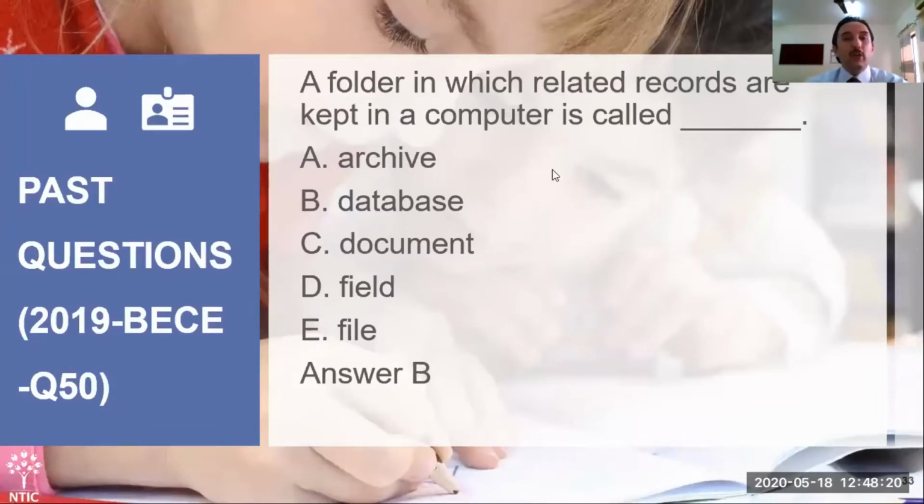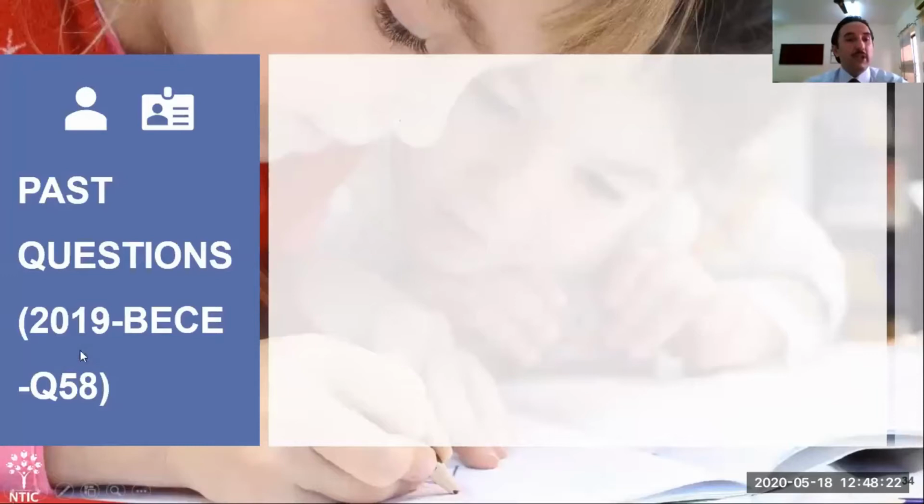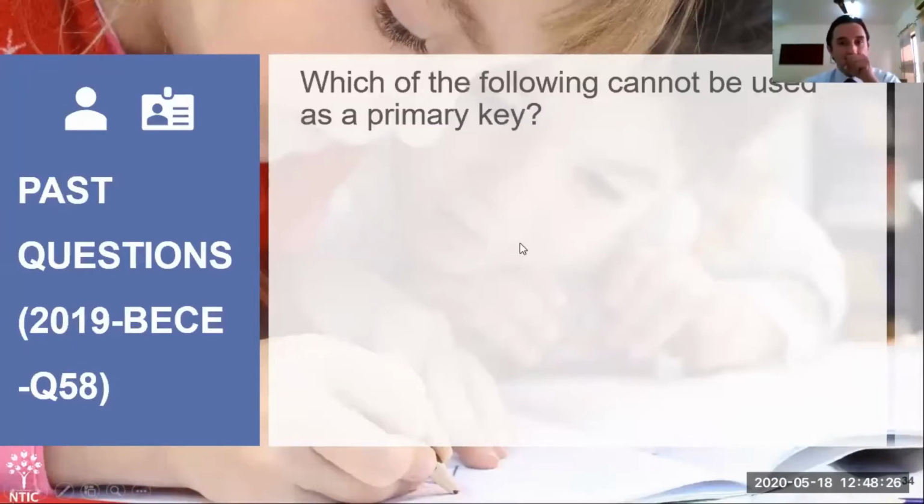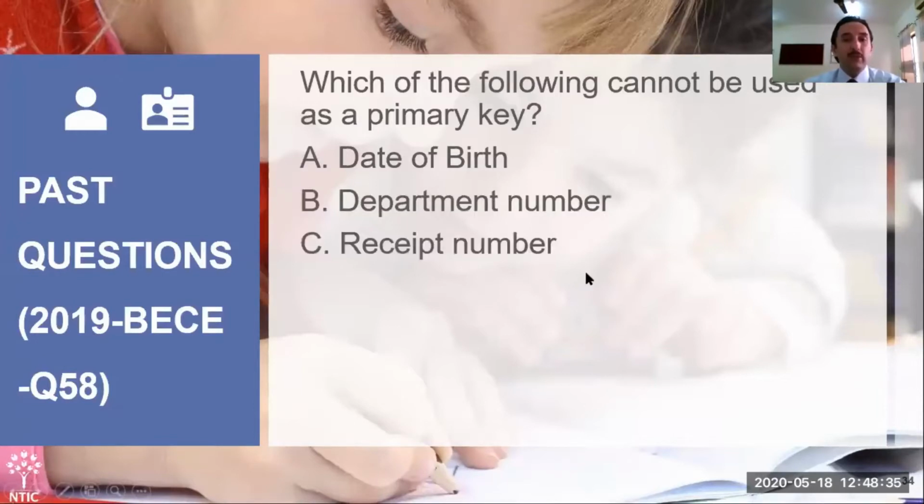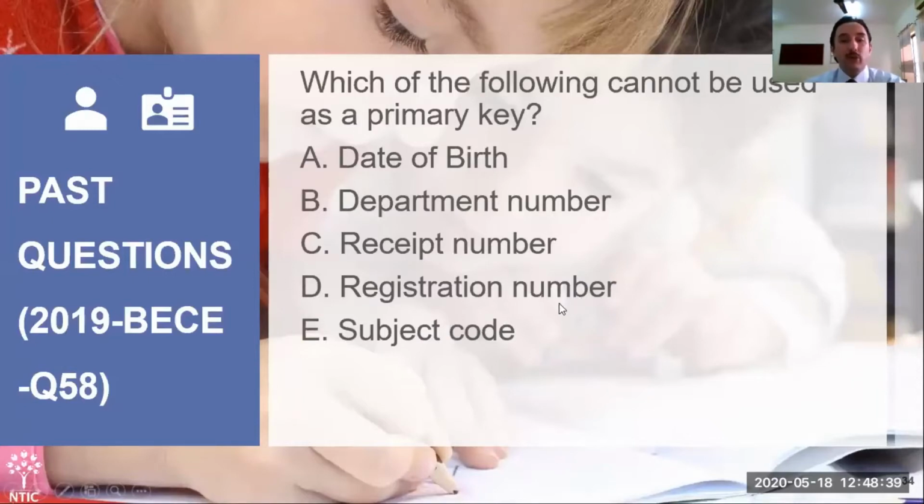Thank you. Okay, the second question, again from 2019, question 58. Which of the following cannot be used as a primary key? Date of birth, department number, receipt number, registration number, or subject code.